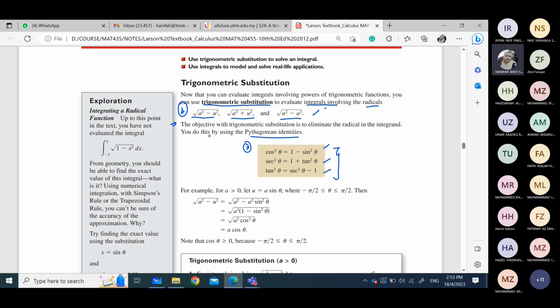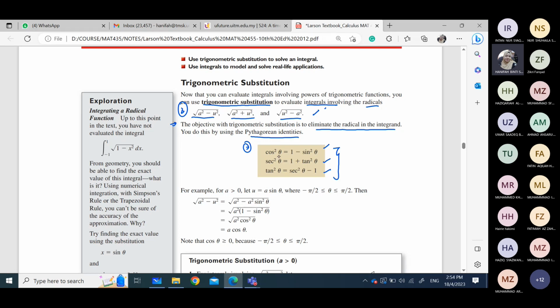So the objective with trigonometric substitution is to eliminate the radical in the integrand. This is the reason why we use trigonometric substitution. Kalau kita tak gunakan method ini, kita susah untuk selesaikan masalah yang berkaitan dengan punca kuasa 2 yang macam ni. Actually it is based on these identities. Dalam trigonometric substitution ni ada beberapa identity yang kita akan gunakan. Yang you lihat ni, 3 identity yang utama. Each identity is based on the trigonometric substitution.